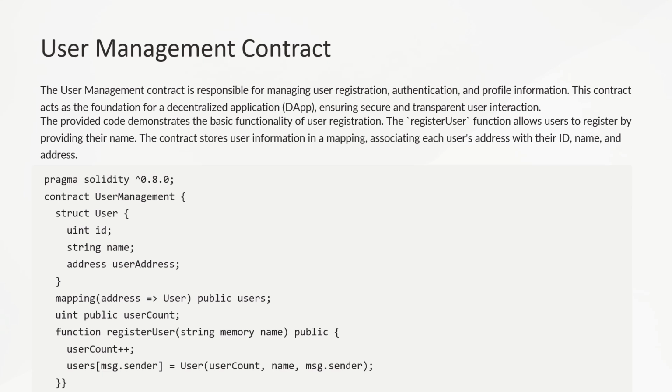The state variable userCount tracks the total number of registered users. The function registerUser increments userCount, creates a new User instance with the provided name and the sender's address, and then stores it in the users mapping. In summary, this contract enables users to register by adding their name to the blockchain, storing user details in a structured manner for the decentralized application to interact with transparently and securely.